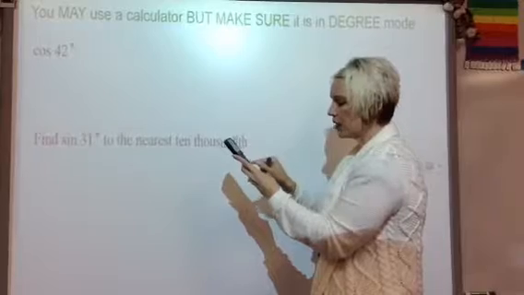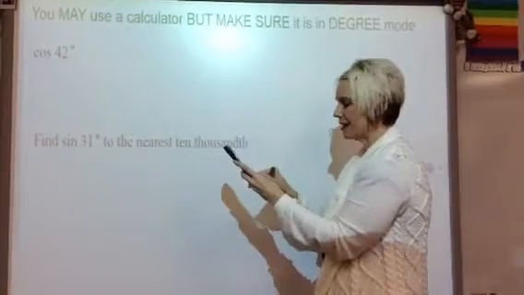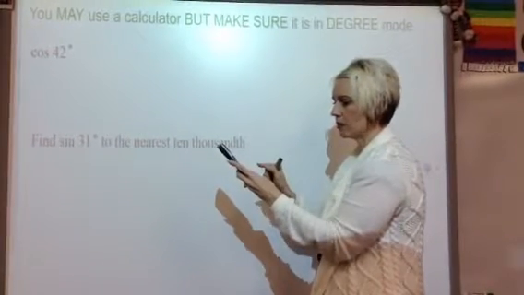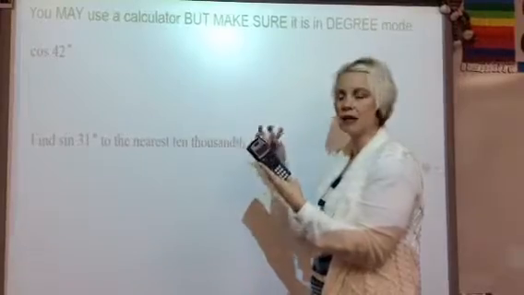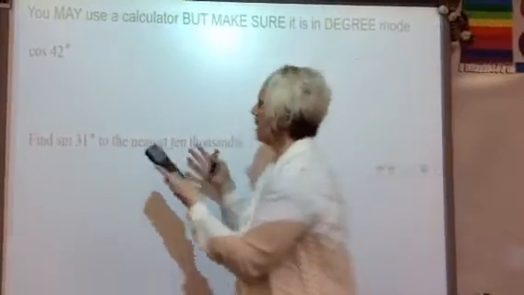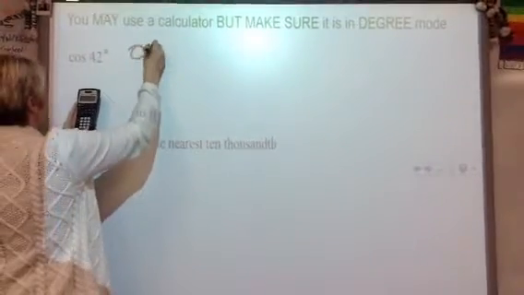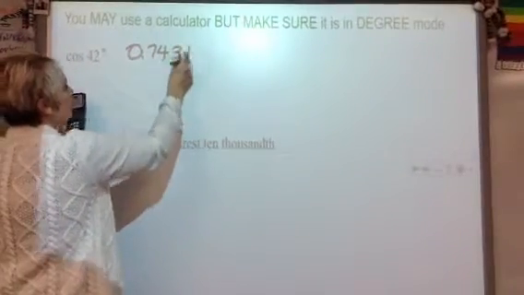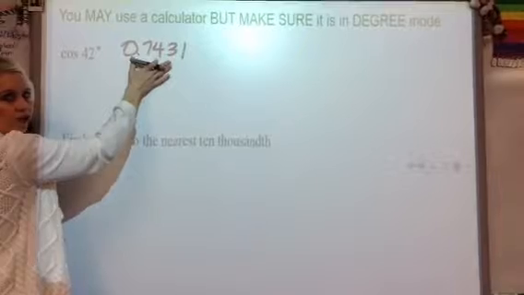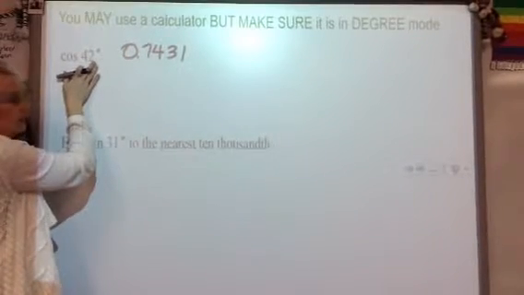I'm going to do cosine of 42, so I type cosine 42, and then I hit equals, and it gives me a huge decimal. So what I want to do is 4 decimal places. I do 0.7431, and that is the ratio of the cosine of 42 degrees.